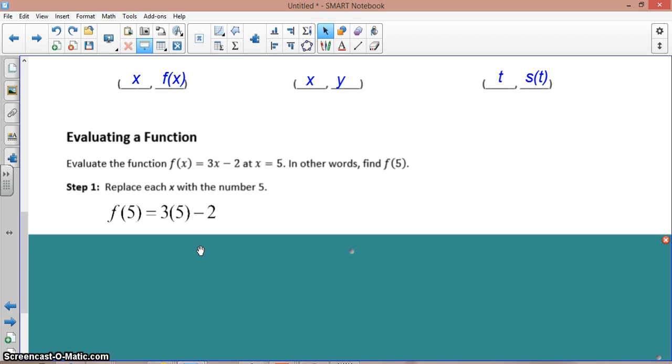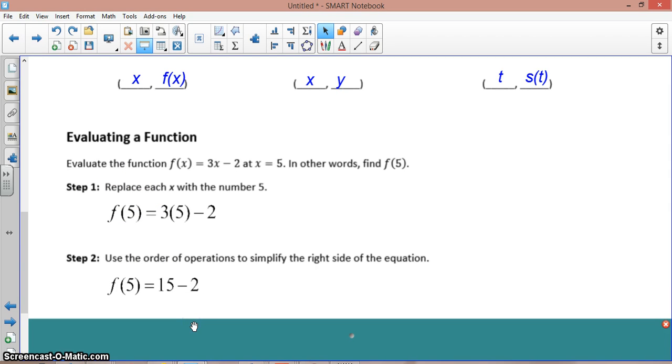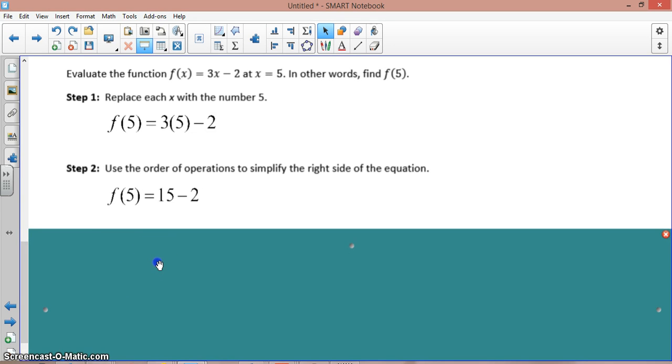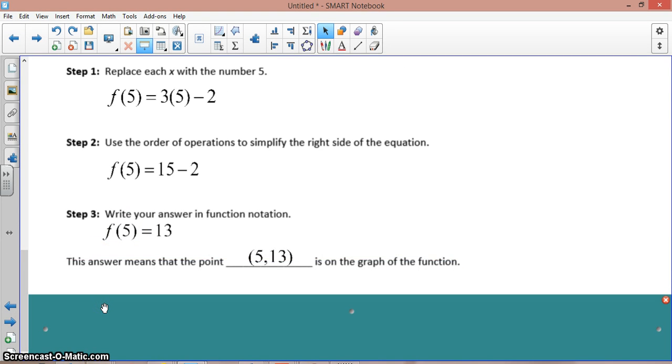And now what this becomes is a PEMDAS problem. We're going to use the order of operations to simplify the right side of the equation. We never touch the left-hand side. The left-hand side is a notation saying we're putting a 5 into the f function. So I'm using PEMDAS and multiplying first, so I end up with f of 5 equals 15 minus 2. And then I just simplify that again. 15 minus 2 is 13. And then make sure you write this in function notation. Your final answer is f of 5 equals 13. That means the input is 5, the output is 13, or this means that the point (5, 13) is on the graph of the function.